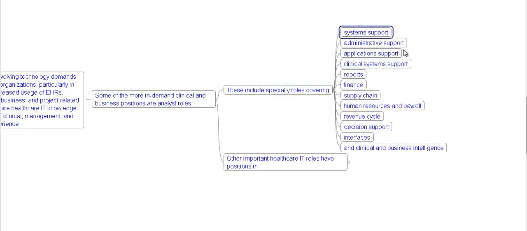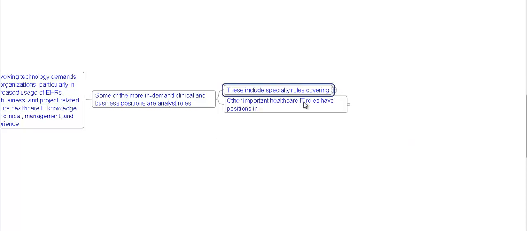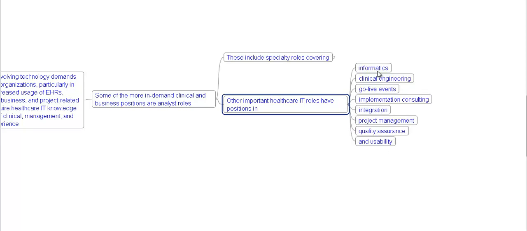system support, administrative support, application support, clinical system support, reports, finance, supply chain, human resource and payroll, revenue cycle, decision support, interfaces, and clinical and business intelligence. Other important healthcare IT roles have positions in informatics, clinical engineering, go live events, implementation consulting, integration, project management, quality assurance, and usability.